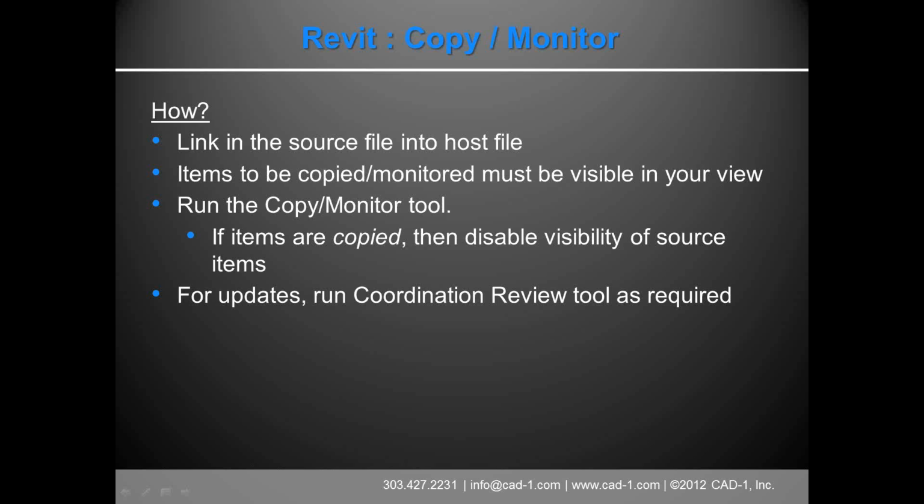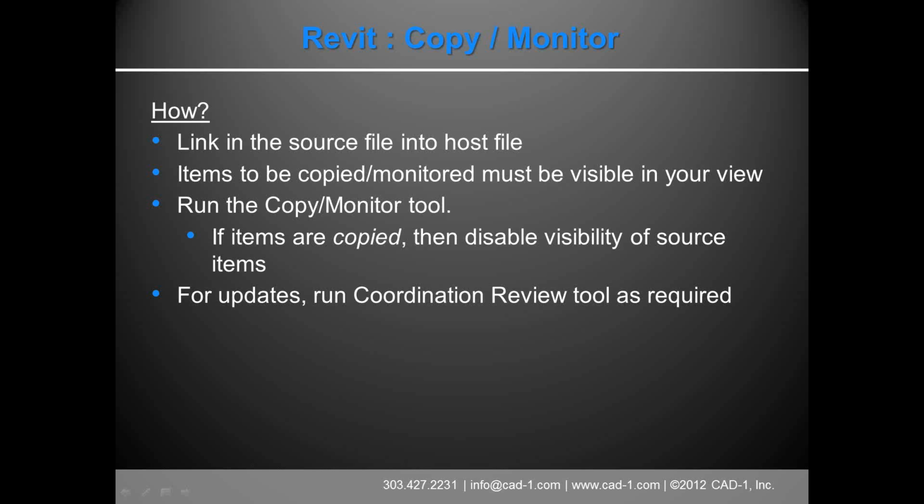So the how. We'll spend most of the time looking at the how. We've looked at the what and the why. We'll go through this. So the very, very brief explanation is on this slide. First, you have to have the source file linked into your file. Yours is the host. And they have to be visible when you run the command, so that the items you're going to copy, whether it's grid lines, levels, whatever, and then run the copy monitor tool. And that's where we'll spend most of the time today.